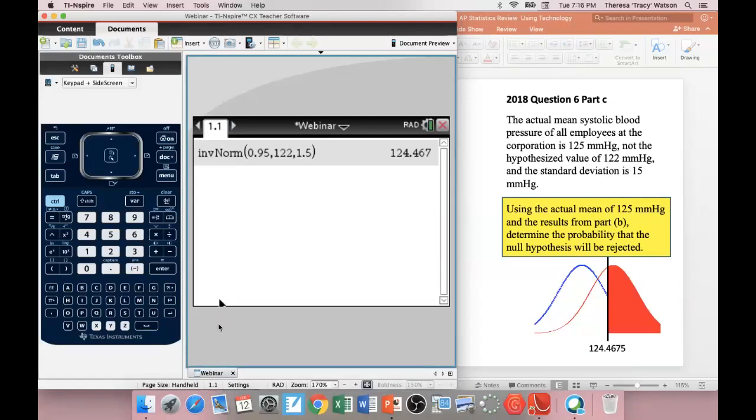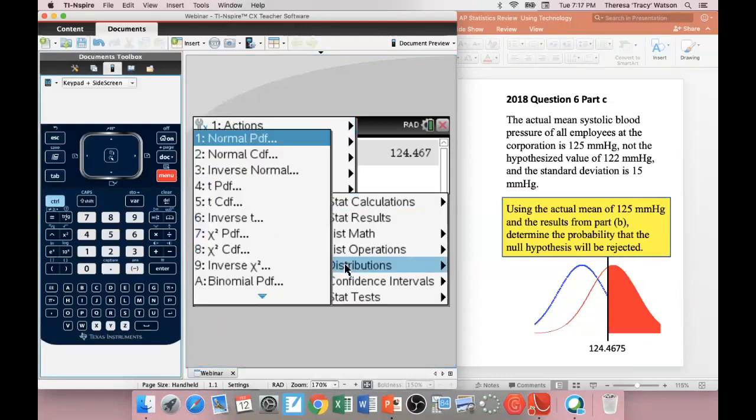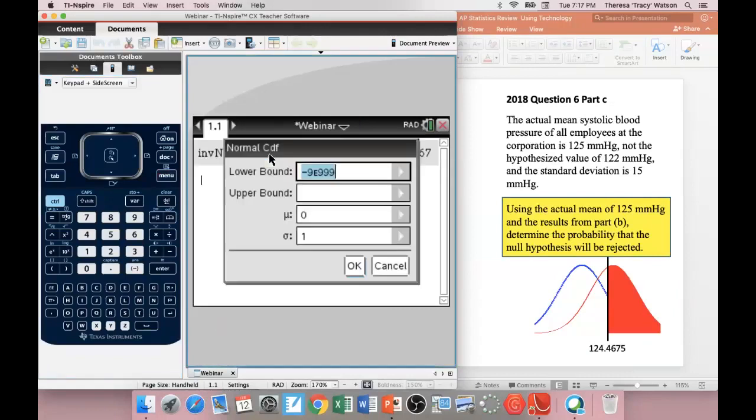And so same thing, I'm going to go to Menu, Statistics, Distribution, and I'm selecting the exact same options that Mike did, the normal CDF. And my questions are exactly the same. The screen just looks a little bit different on an Nspire. My lower bound to get my area that's in red is 124.4675.